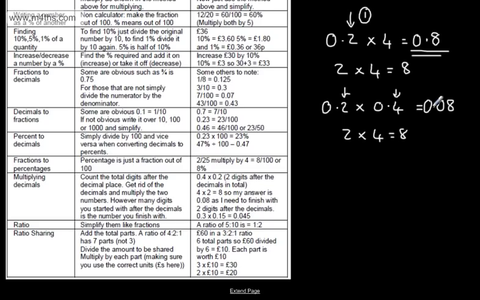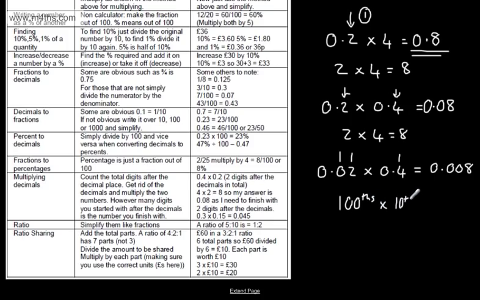So for example, if this was 0.02 times by 0.4, our answer would be 0.008. As we've started with 3, we need to end with 3. Alternatively, if we're multiplying 100ths by tenths, so let's write this in tenths, this is going to give us thousandths. So either way round, it really doesn't matter how you view it.